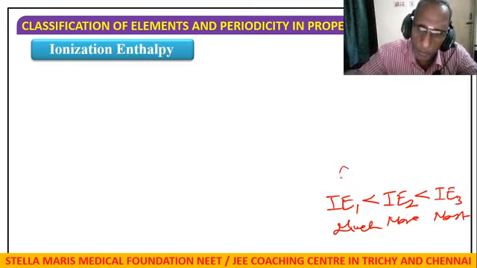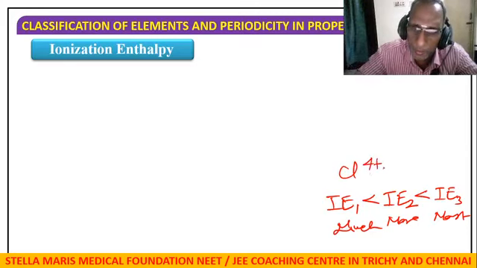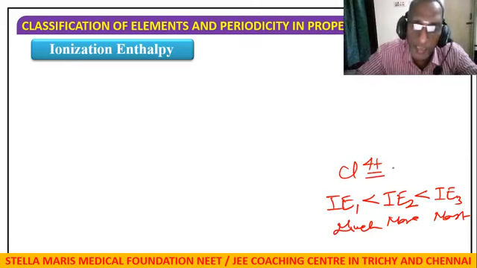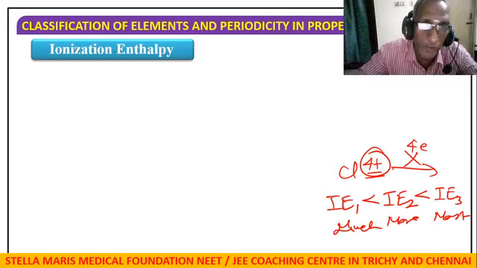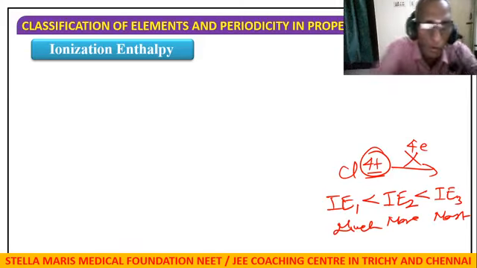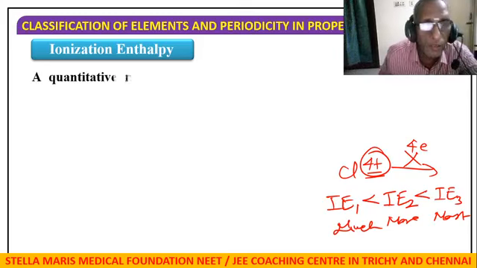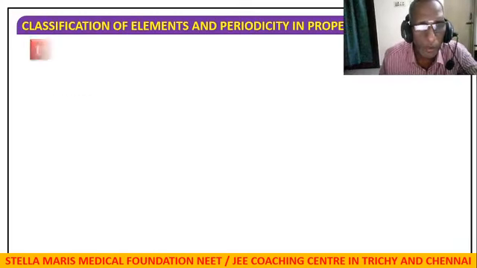We have seen Cl4 plus. It is only an oxidation state, it has not lost 4 electrons. It is only oxidation state. Oxidation state is different from ionization enthalpy or valency. That is to be noted. So these are the points to be noted.